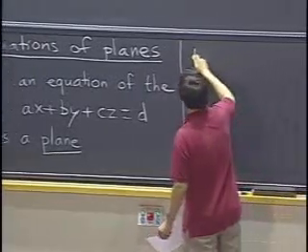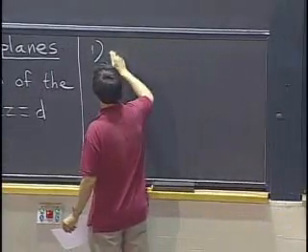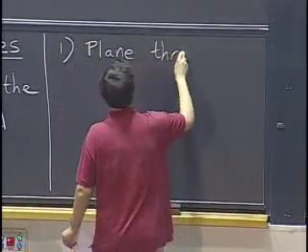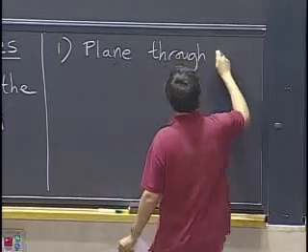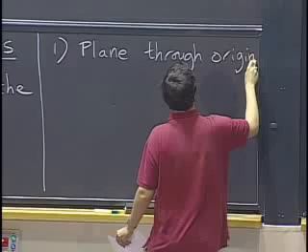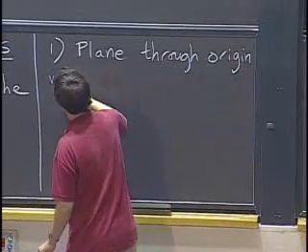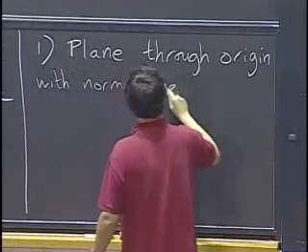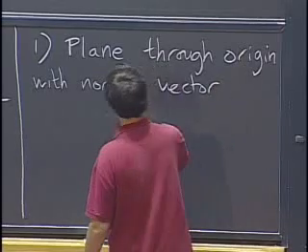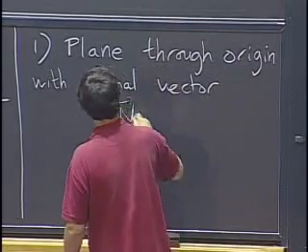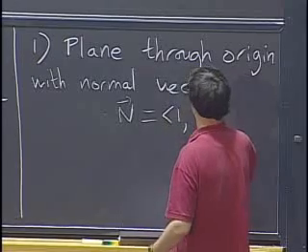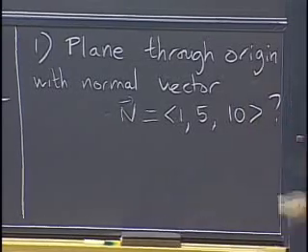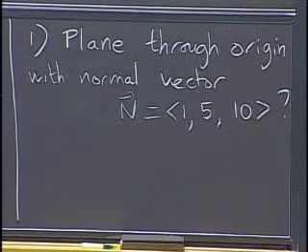So let's start with an example. Let's say that we want to find an equation for the plane through the origin with normal vector, let's say, vector n equals 1, 5, 10. Okay, so how do we find an equation of this plane?